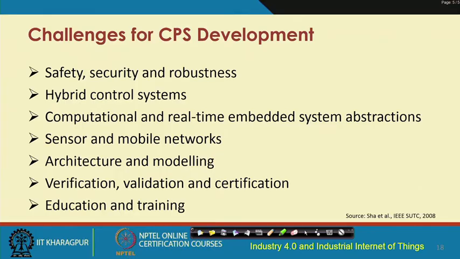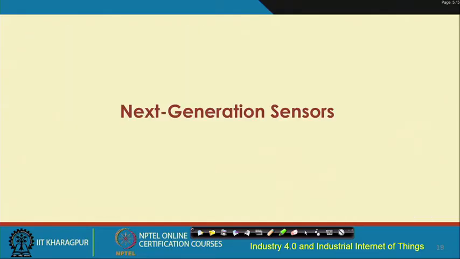There are different challenges of cyber physical system development: challenges with respect to safety, security, robustness, computational challenges, real-time embedded system abstractions, sensing and mobility challenges, architecture and modeling, verification, validation and certification, and including education and training of these systems. These are all challenges of the deployment of CPS in industries towards compliance for Industry 4.0.